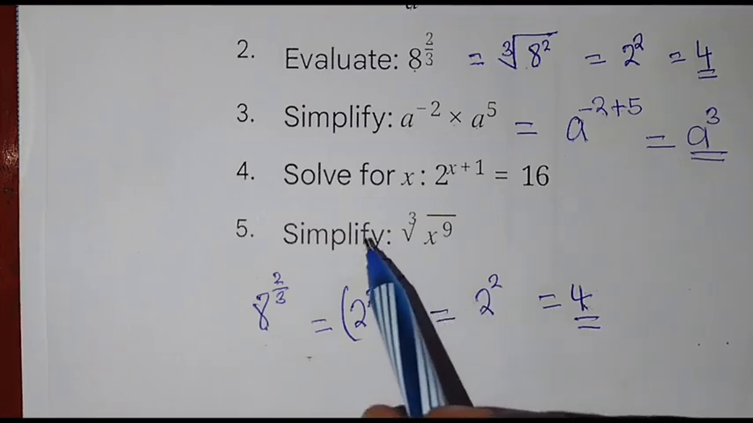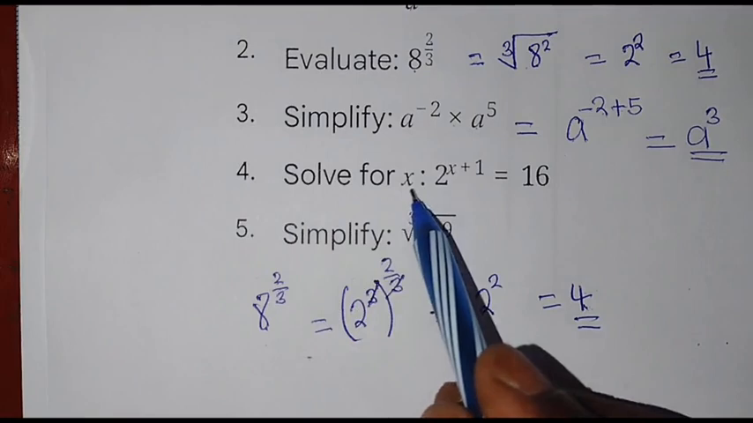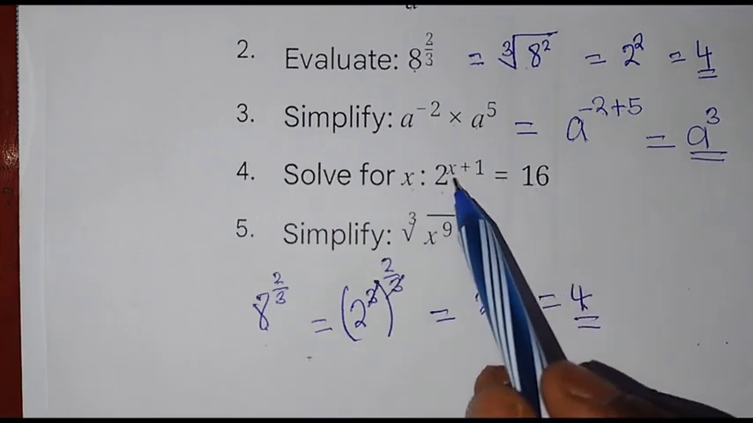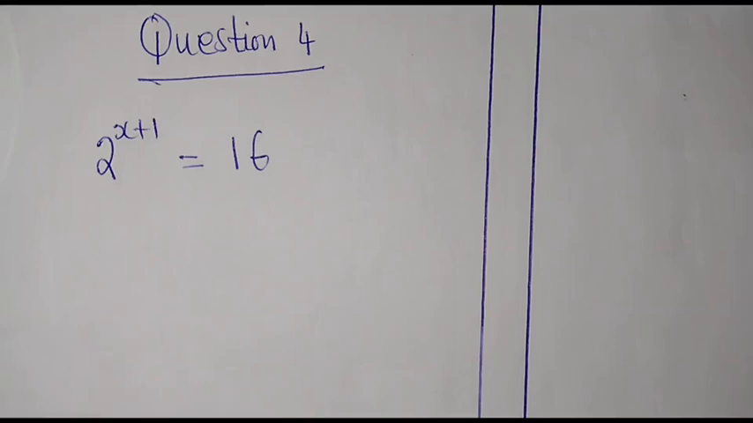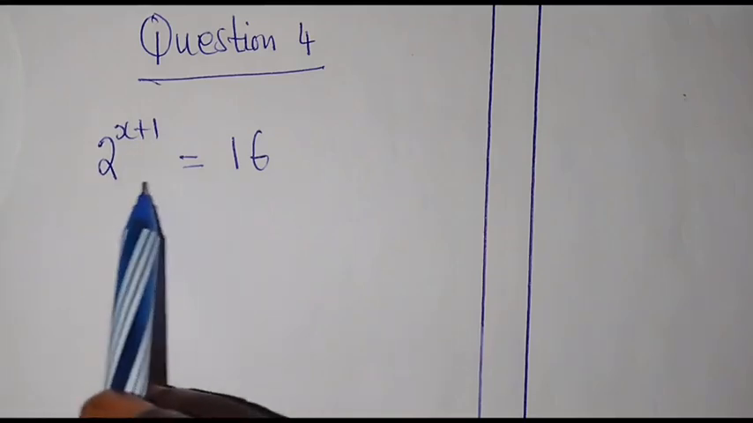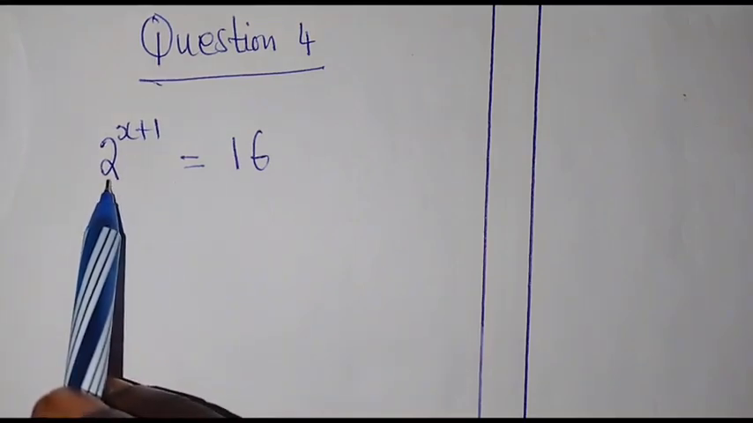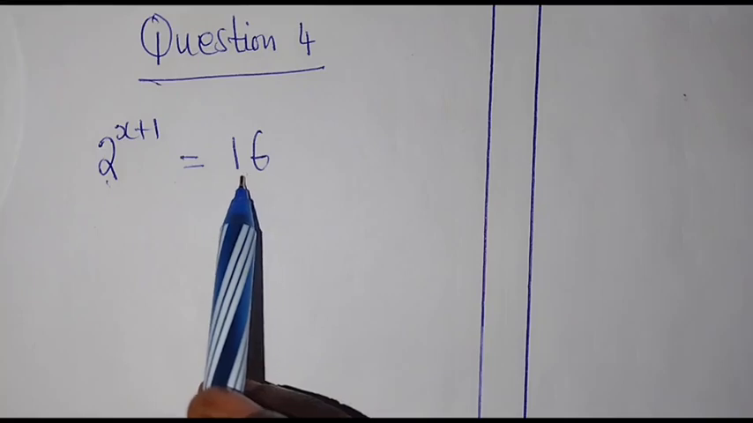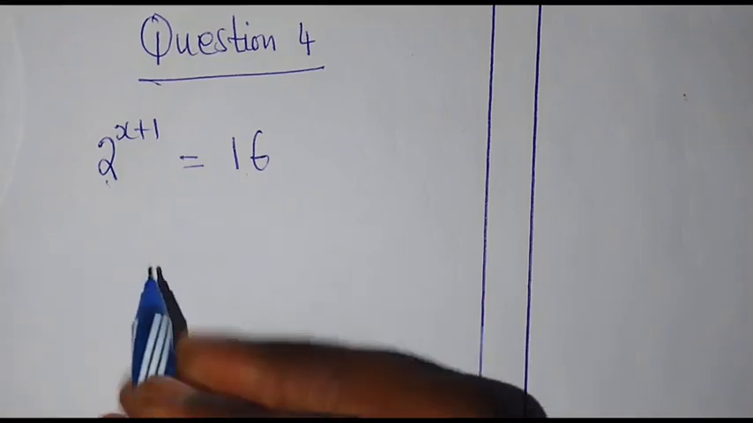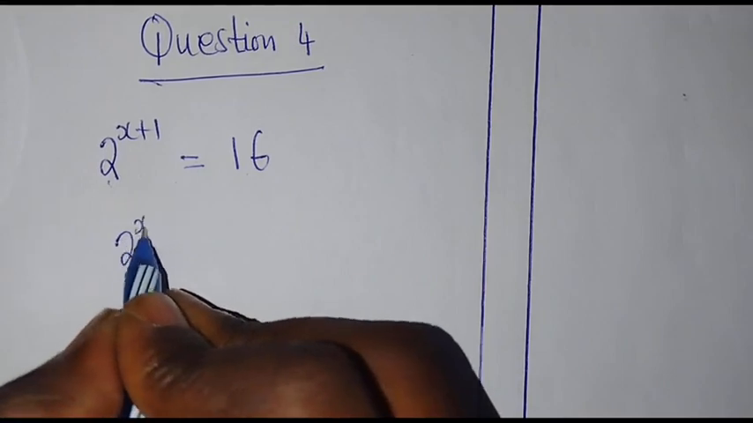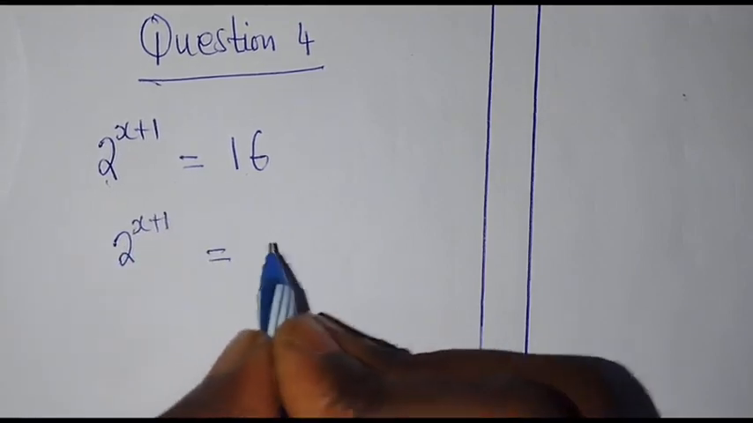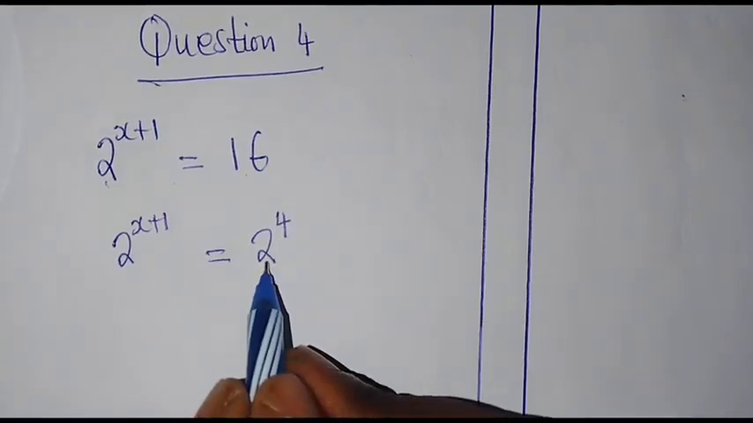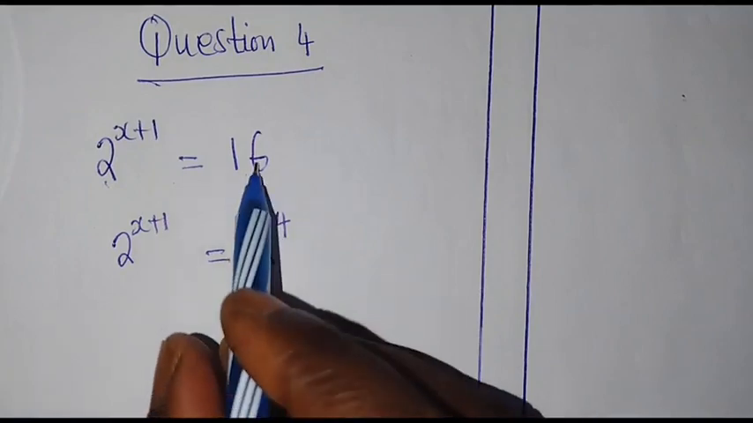We now come to our question 4. So for x, 2 power x plus 1 is equal to 16. We need to find the value of x. Alright, so this is our question. So the base here is a 2. Here we have a 16. So you can write 16 in index form with a base of 2, so that we have same bases. So I can write 2 power x plus 1 equal to 2 power 4. Because if you multiply the base 2 by itself 4 times, you are going to get a 16.